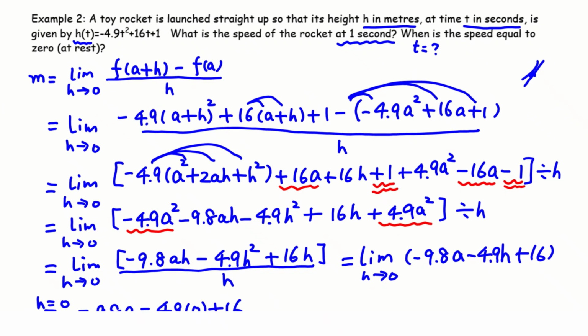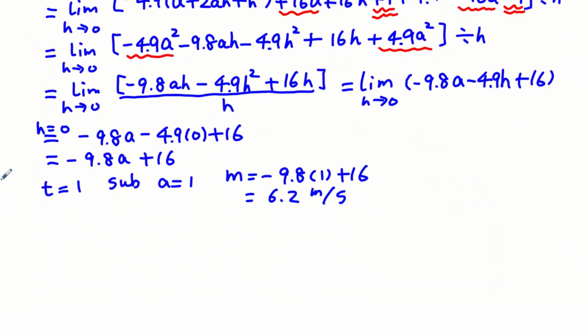So for the second question, I will write it as B. It asks you to find when m equals 0, then t equals what? So we have m equals negative 9.8 a plus 16, so 0 equals negative 9.8 a plus 16. So this a value is when the instantaneous speed is 0.